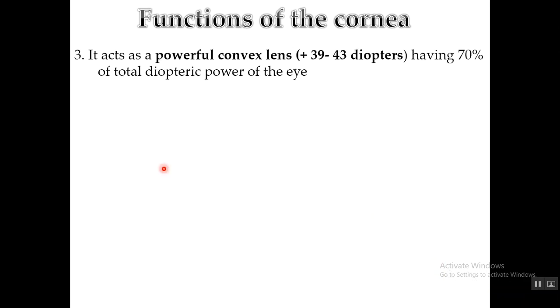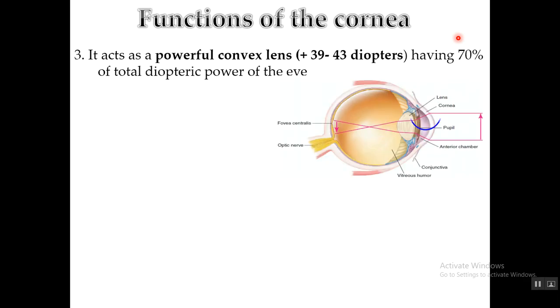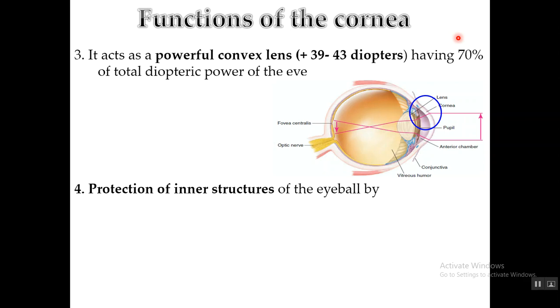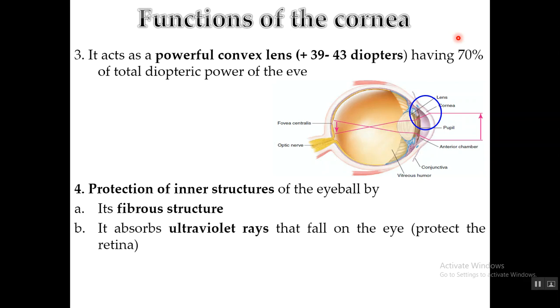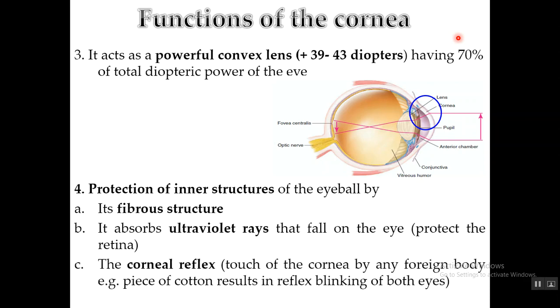Number 3, the cornea acts as a powerful convex lens. Its power is from plus 39 to 43 diopters, or 70% of the total dioptric power, and this is a fixed power. What is meant by fixed? Fixed means no change. And this is the main interface or the main site for the refraction of the eye. Number 4, it protects the inner structures by its fibrous structure and absorbs the ultraviolet rays that fall on your eye, to protect your retina from the ultraviolet rays.